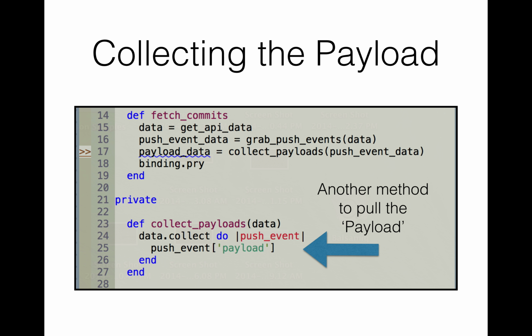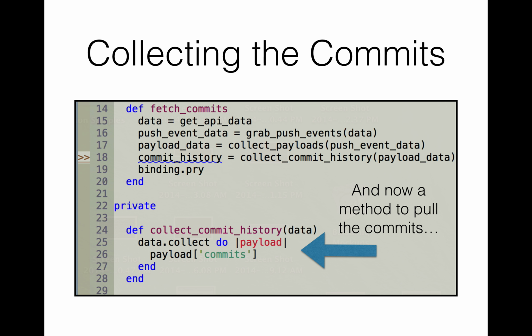So now we know we want to collect the payloads. So down here in 23, we're going to create another method, which is going to go through the data, collect it, and assign each one as a push event, and then it's going to pull the payload from each push event. So now, up on 17, we've got payload data equals collect payloads push event data. So now, let's pull the commits out of the push event data. So again, you guessed it, another enumerable, a collect commit history method, data.collect do payload commits, so we're only collecting commits.